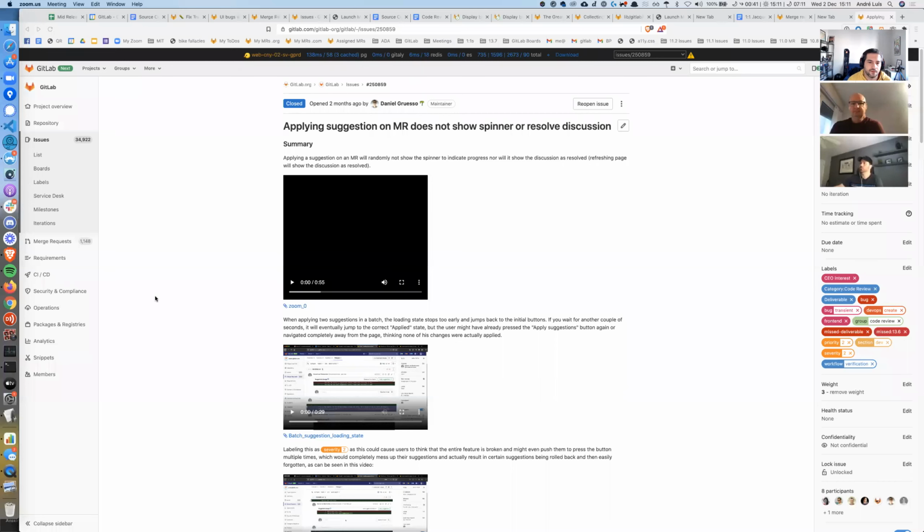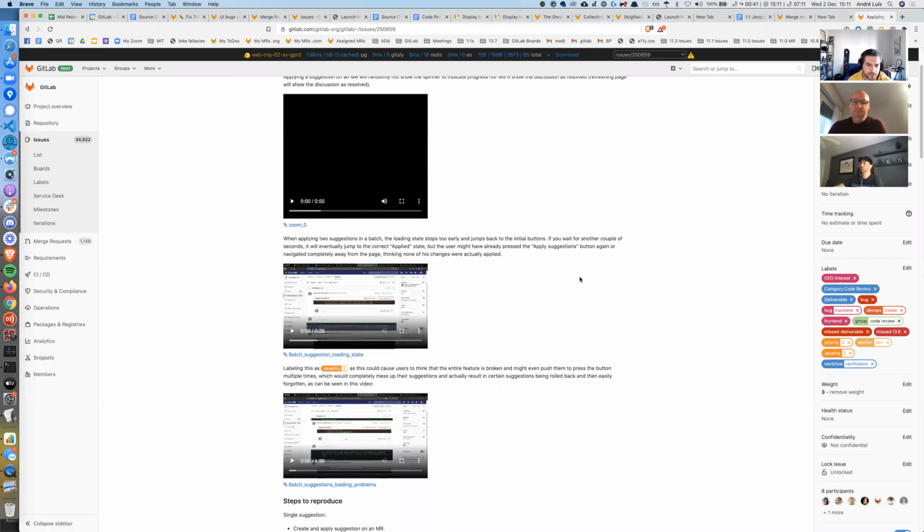Like we had one, the one that we fixed actually on the code review. I can share that. Applying suggestions. So the issue was this. Let me share my screen. Make sure that I don't have anything private. The issue was this: applying a suggestion on a merge request does not show spinner on resolved discussion.